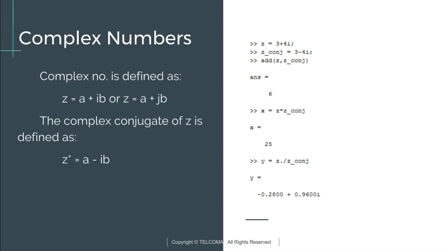Next is complex numbers. A complex number is defined as z equals a plus ib or z equals a plus jb. So the complex conjugate of z is defined as z star equals a minus ib. So now you can perform various operations on complex numbers to calculate various problems.